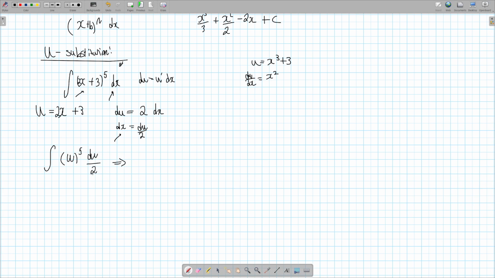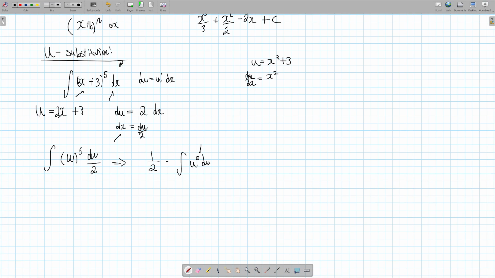Yes. Whenever I have it like this, like I told you guys, if you have anything being multiplied inside the integral, don't get confused, don't allow it to mix you up. Just take it outside. Here, I have over 2. So I'm just going to take the 1 over 2 outside and integrate normally. So it's going to be 1 over 2 times the integral of u to the power of 5 du. What's the integral of u to the power of 5 du?